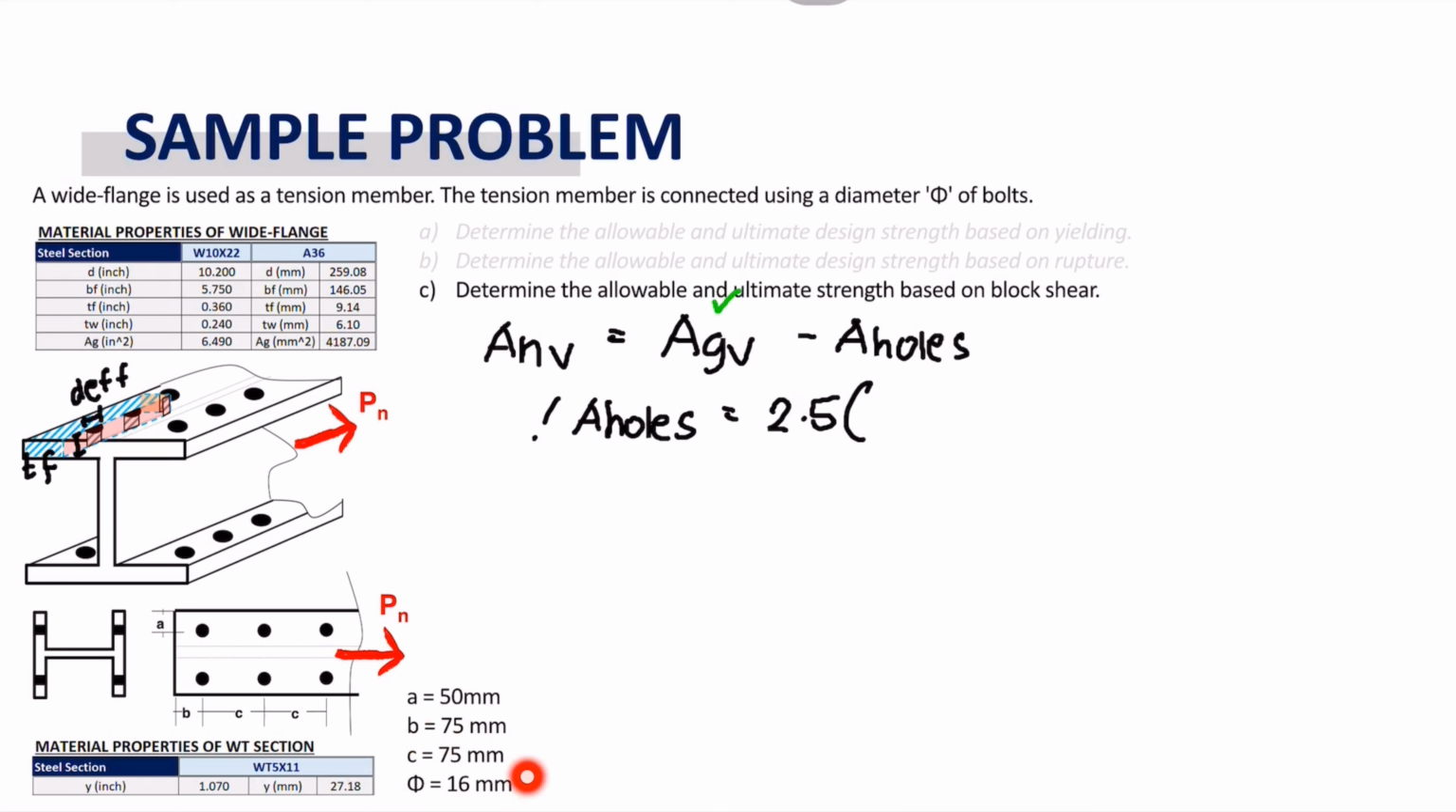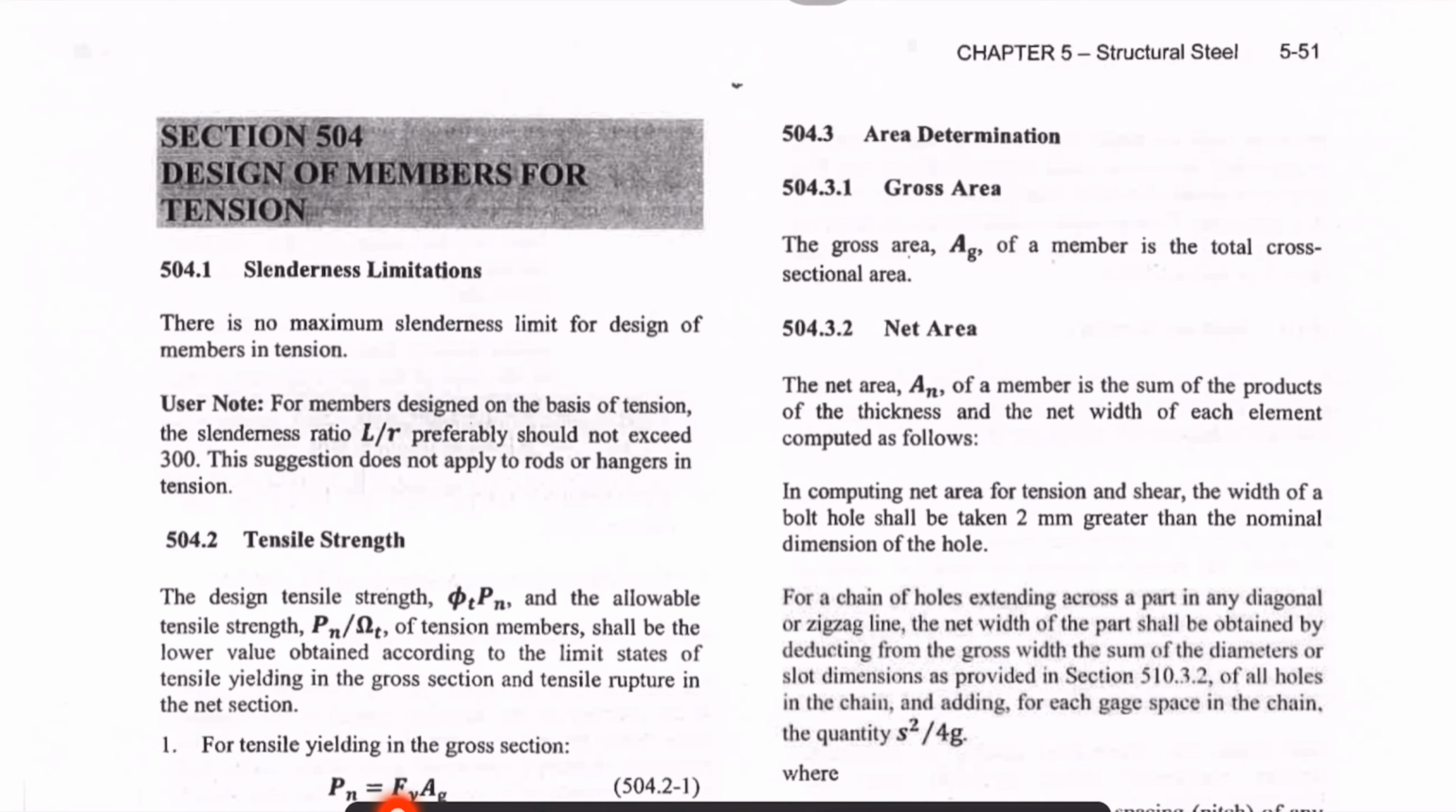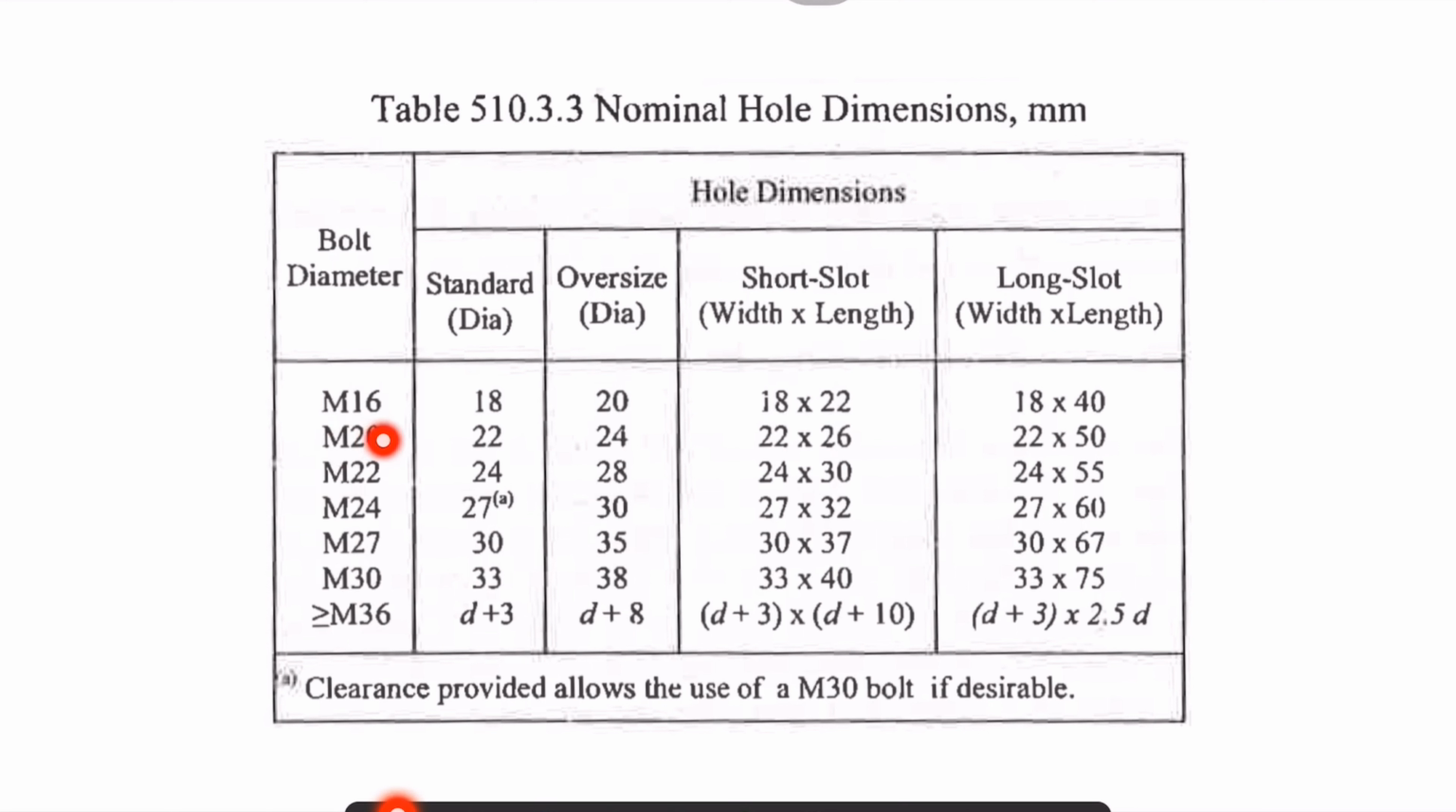So, kung meron tayong 16 mm, nasusulat sa NSCP 2015, nadadagdagan daw ng 2 mm greater than yung nominal dimension of hole. So, ano ba yung nominal dimension of hole? So, yung nominal dimension of hole natin, kung 16 mm tayo, magiging 18. And then, sabi sa NSCP, dadagdagan pa raw ng 2 mm. So, therefore, 18 plus 2, our D effective, again, is equal to 20 millimeters.